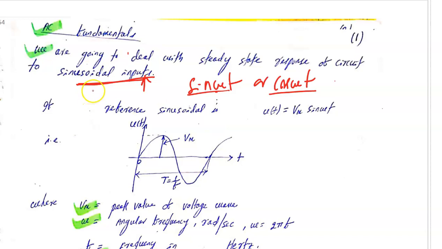Today I am going to teach AC analysis. The AC analysis here will discuss the steady state response of networks or circuits to sinusoidal input. Sinusoidal input means your sine wave or cos wave. And you know the signal is periodic.